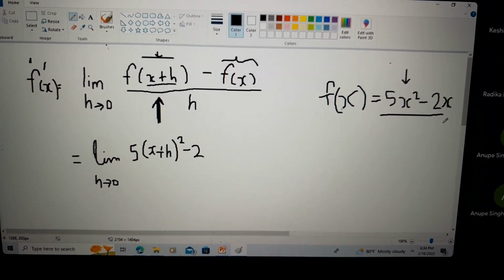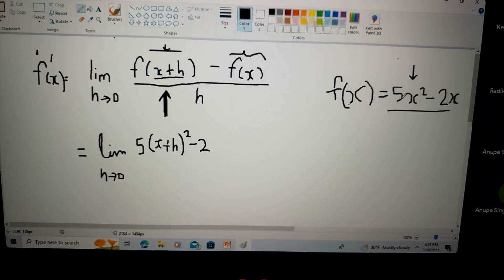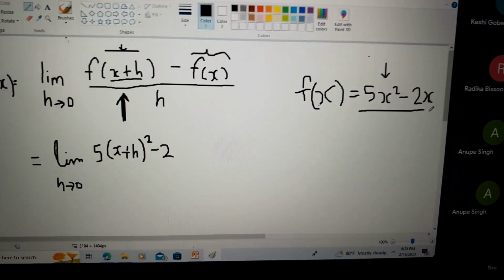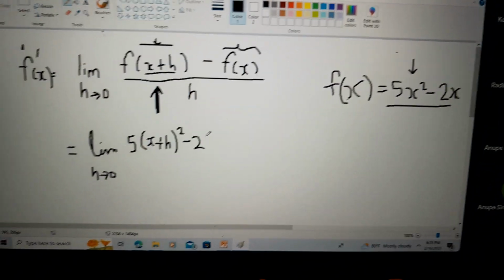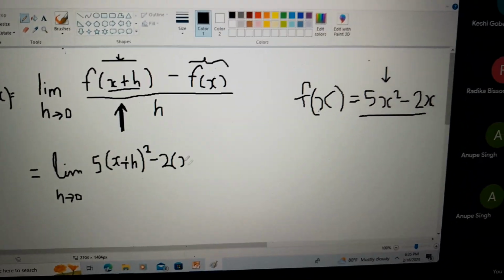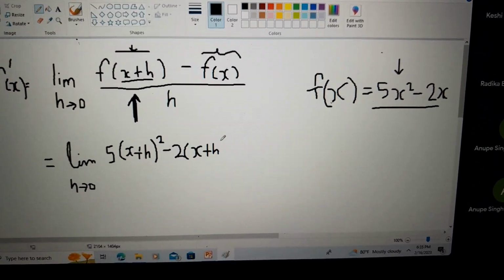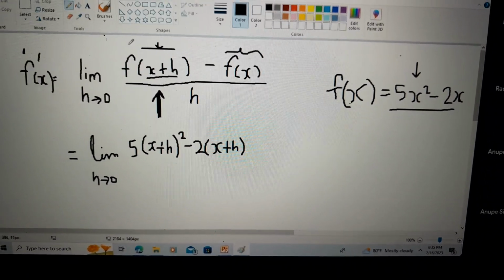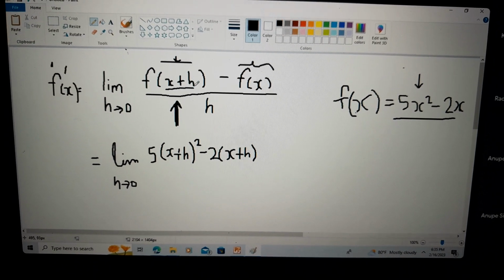This substitution is important. If the function was f of x is equal to 5x squared minus 2x, now we have this 2 here. What will I put next? X plus h, sir. X plus h. Very good. So once you get this, you have it. So now I'm finished with the first part, my f of x plus h function.